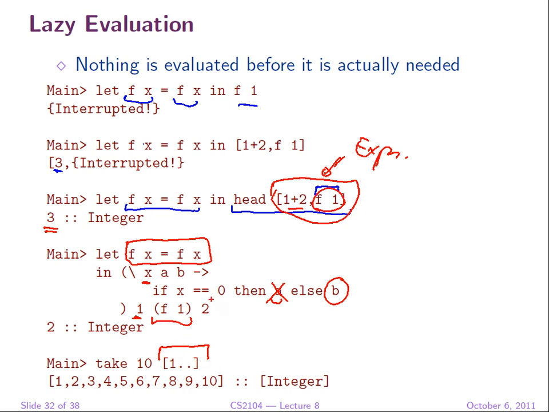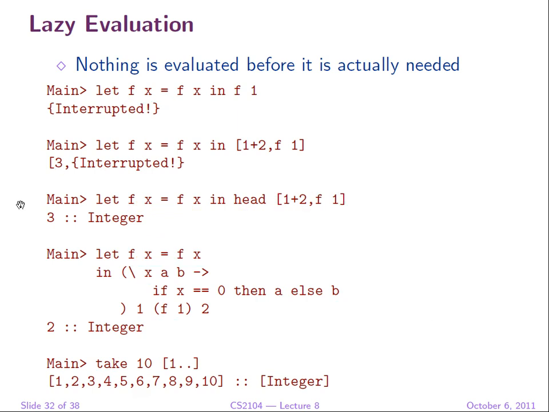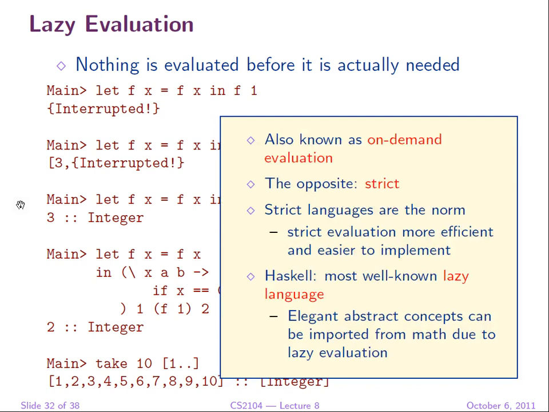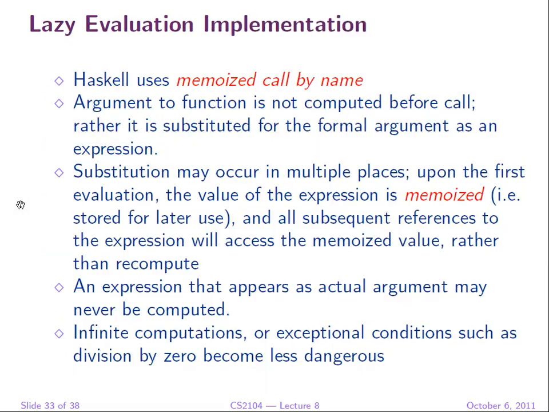Now, this leads to the very interesting concept of infinite lists. This is the list that starts at 1 and it never ends, right? And if I would try to evaluate this at the prompt, if I write [1..], you may try it. It starts printing and it never ends. But the take function only takes the first 10 elements. If only 10 elements are needed, only 10 elements will be evaluated from the list. So 10 elements are printed out, the rest of the list is not evaluated, even though the potential for evaluating it is still there, right? And the infinite loop is not triggered. So this is the essence of lazy evaluation. It's also known as on-demand evaluation. The opposite of laziness is called strict, and that's most of the languages, right? Most of the languages are strict. And you'll see that it leads to very interesting kinds of computation.